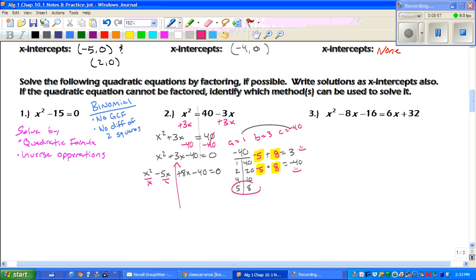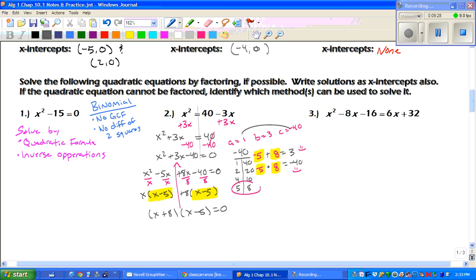You can pull out an x from here. You can pull out an 8 from here. And remember, right here, this is your checkpoint to see if you get the same thing. And we did, so we're good. So this goes to x plus 8, x minus 5, and don't forget to equal 0. Okay? Because we're not done yet.